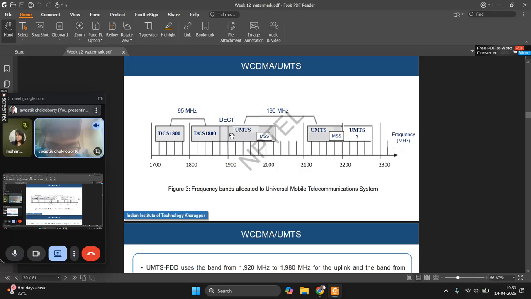So UMTS, you can see, starts at 1900 and within that there is a block for satellite communication, which is reserved and cannot be used by commercial applications. This is usually reserved for defense and other communication requirements, which need to be more clandestine than common communications. Similarly, there was another from 2100 to 2220, which was again partially occupied by mobile satellite communications.